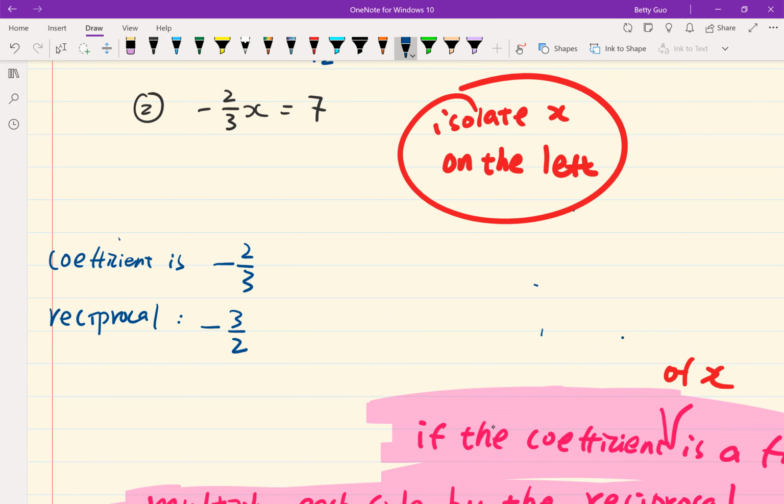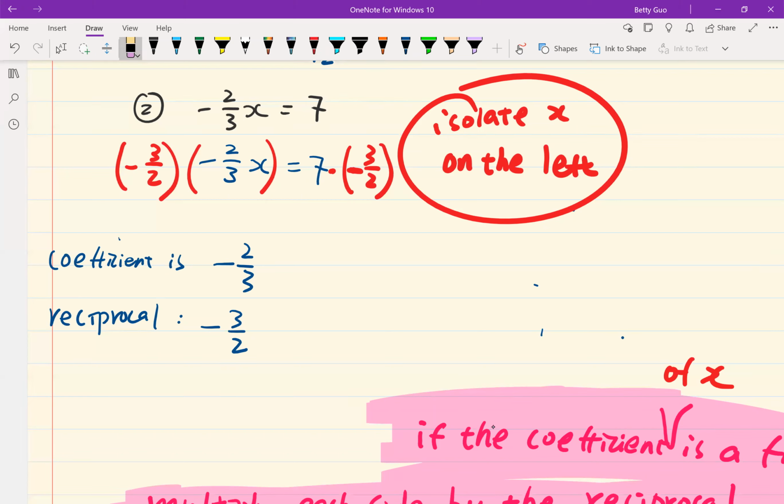So this is the equation, okay? We are going to multiply each side by the reciprocal. Yeah, the reciprocal is a negative 3/2. Negative 3/2.